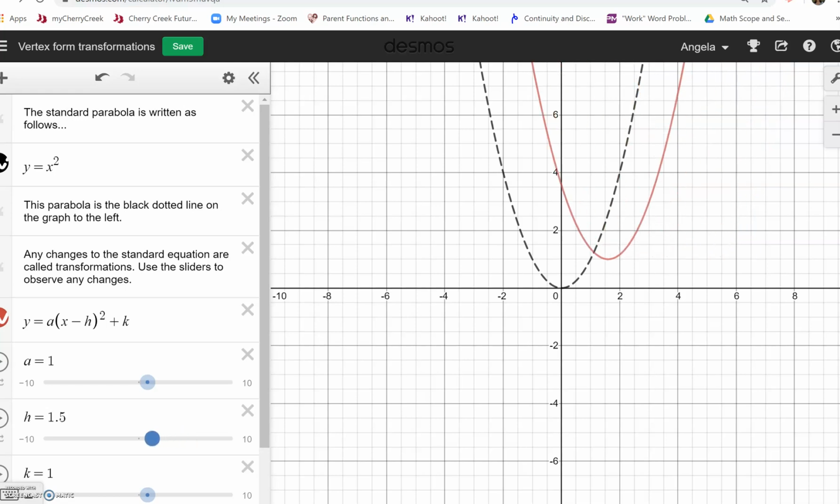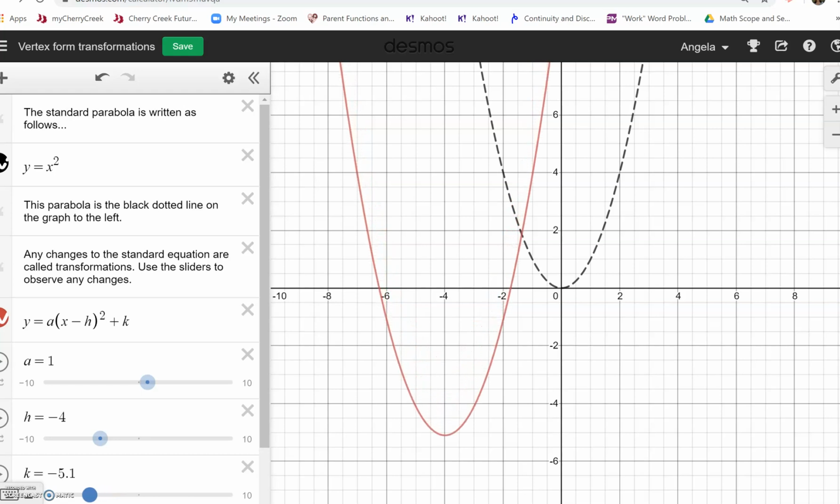And then last but not least, let's put it right over here at -4, if I can make that happen. And let's look at the k value shifting up. You can bring it right down to the x-axis if you want to. That would be a k value of 0. And then as your k value becomes negative, you can see it dropping below the x-axis.